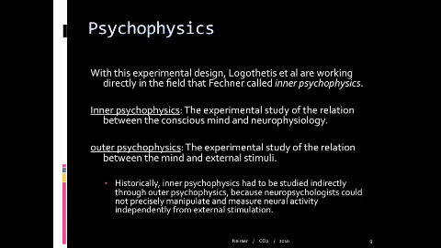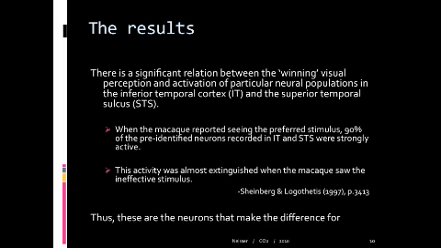Neuropsychologists could not precisely manipulate and measure neural activity independently from external stimulation. So the binocular rivalry paradigm, together with improved microelectrical recording techniques, allows limited but quite direct experimental manipulation of the inner psychophysical relation. The results indicate that there is a significant relation between the winning visual perception and activation of particular neural populations in the inferior temporal cortex and the superior temporal sulcus.